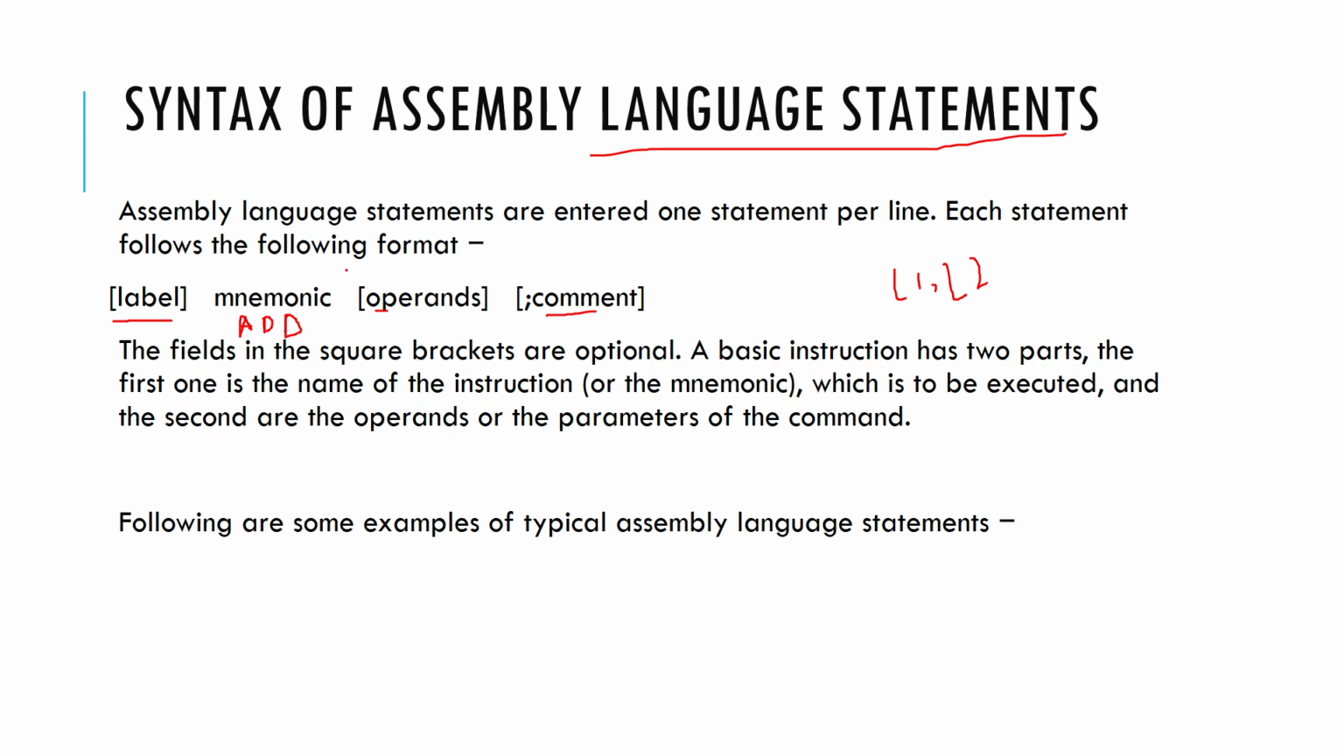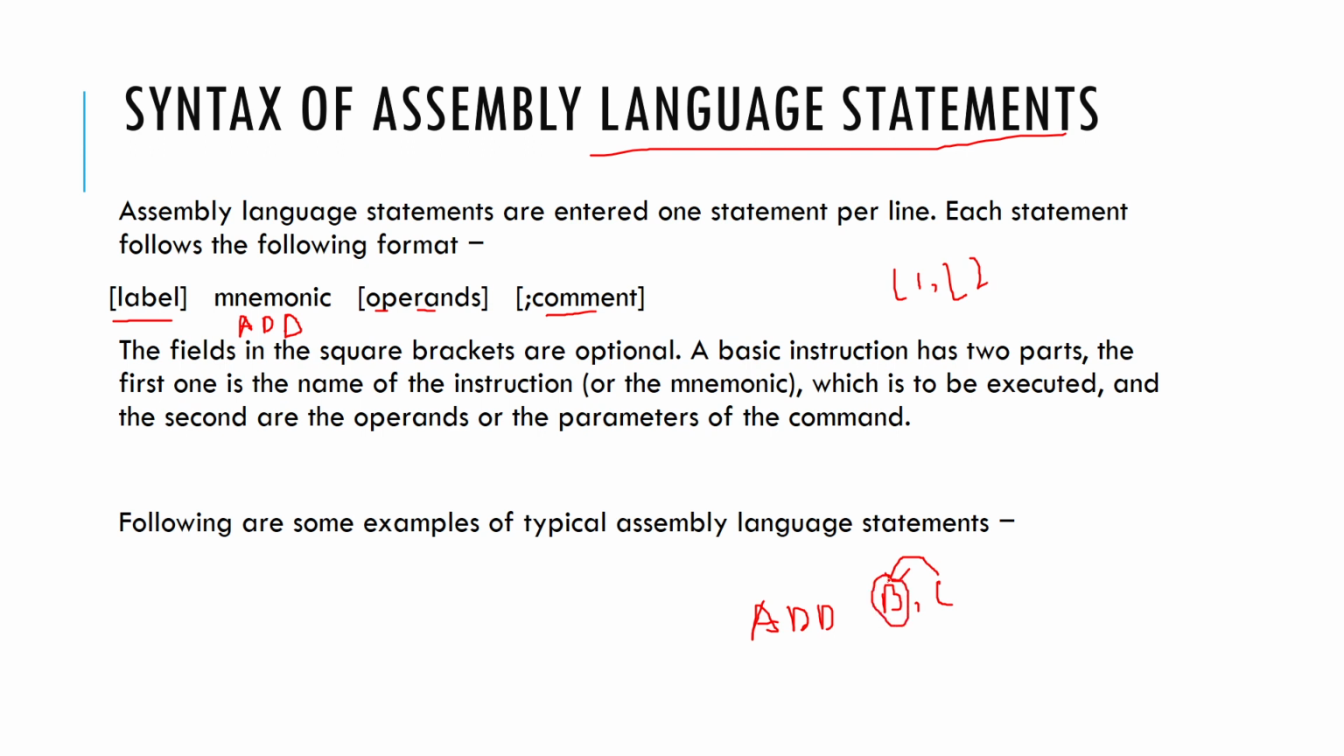Next is operands. Operands are the data on which we are going to perform operations. Operands are nothing but the data, in which different values are stored. For example, if I say add B, C, here I am adding the content of C and the content of B.